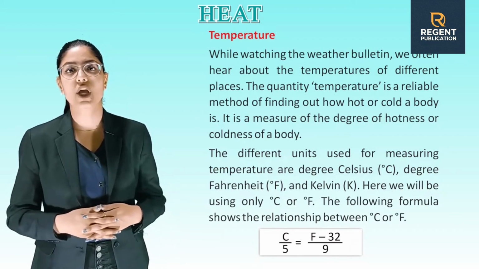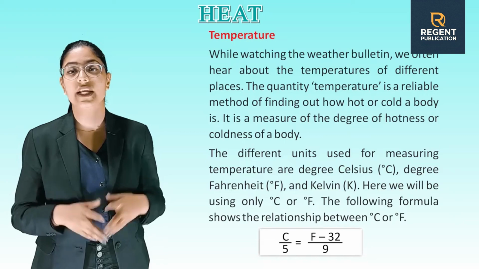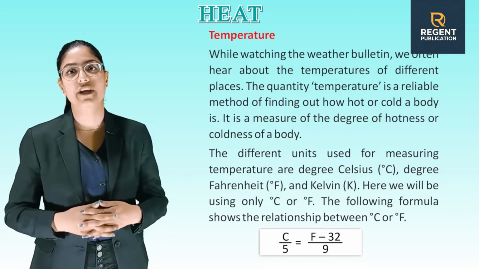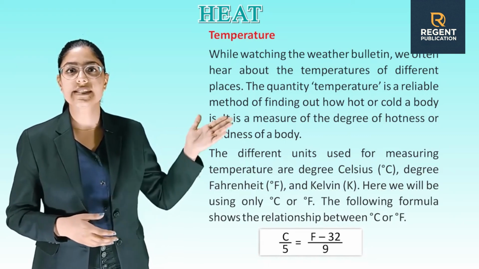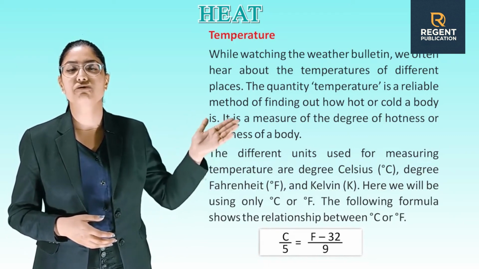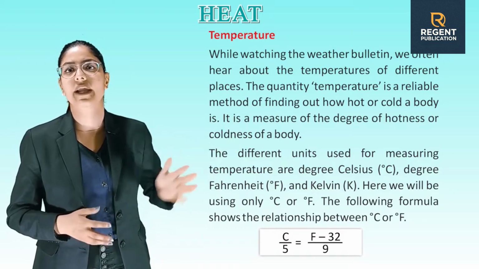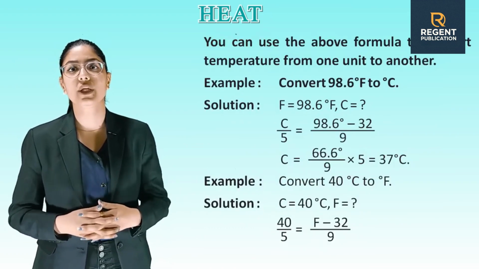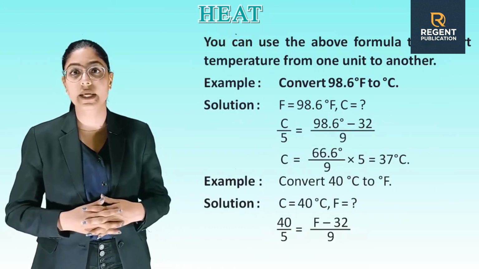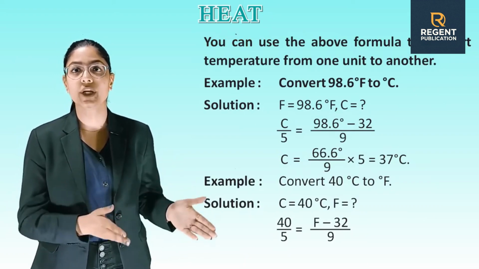The following formula shows the relation between degree Celsius and degree Fahrenheit. C/5 = (F - 32)/9. You can use the above formula to convert temperature from one unit to another.